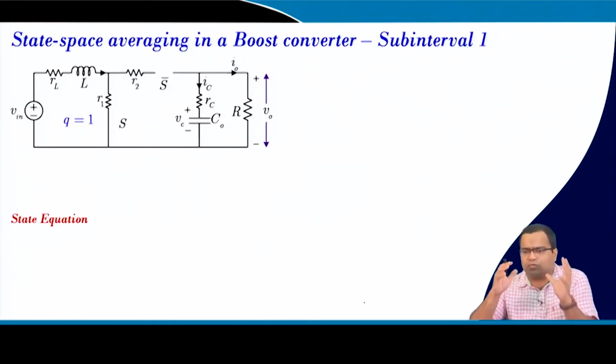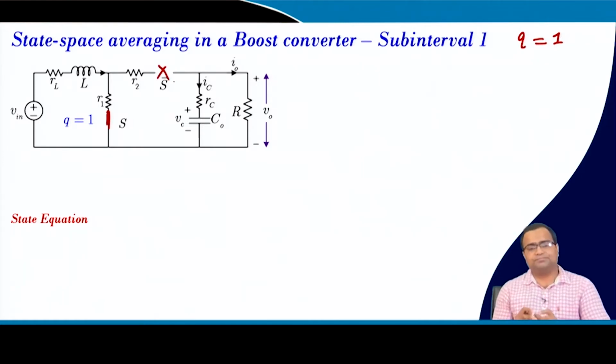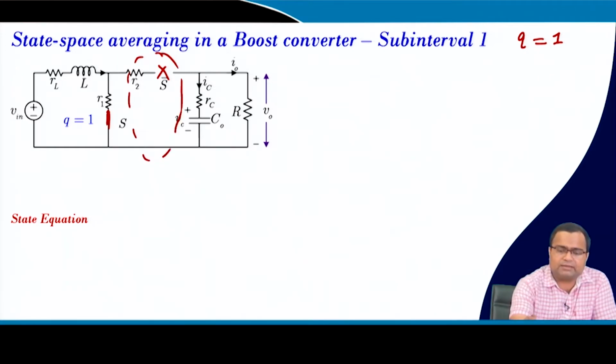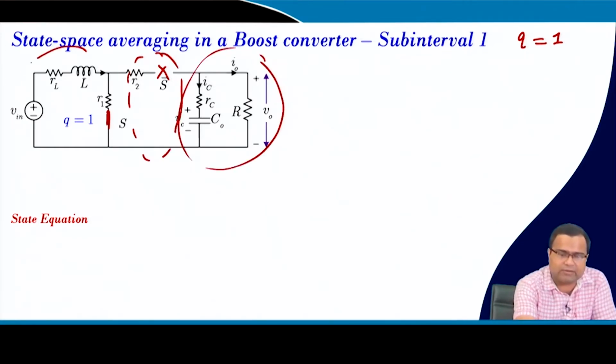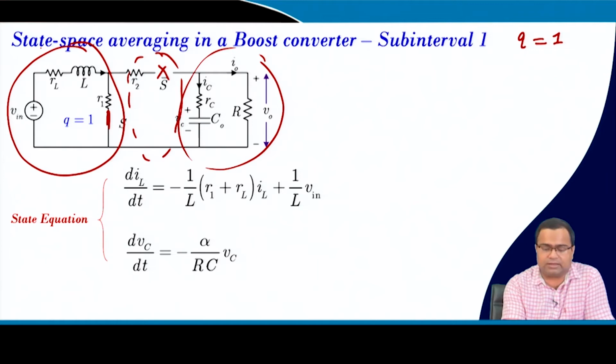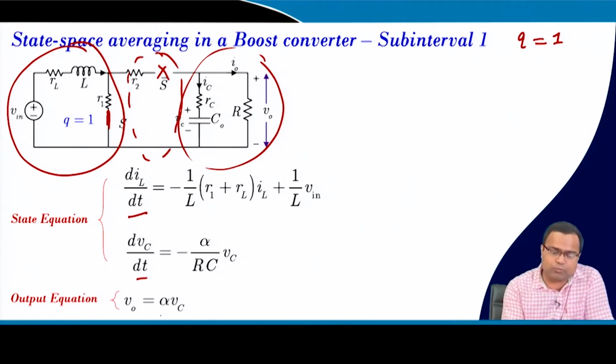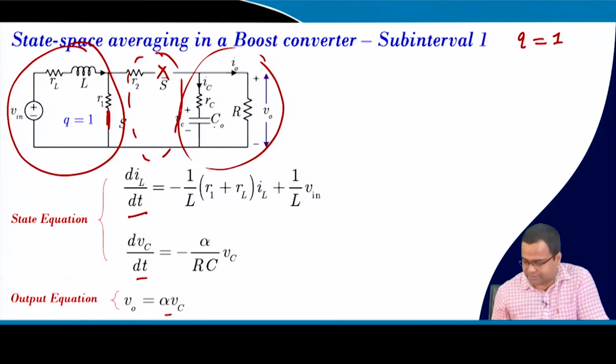So, sub interval 1 when Q equal to 1, like in a boost converter when this switch is on and this switch is off, right. So, this path does not carry any current. So, you will have a separate RC branch and a separate RL circuit, right. So, you can write down the state equation, the dynamics of the inductor current and the dynamics of the capacitor voltage, and that we have discussed in sufficient detail. So, I am not going to repeat it because under state space modeling we have discussed this. Then we can write the output voltage equation, and in this case the output voltage is simply a function of the capacitor voltage.